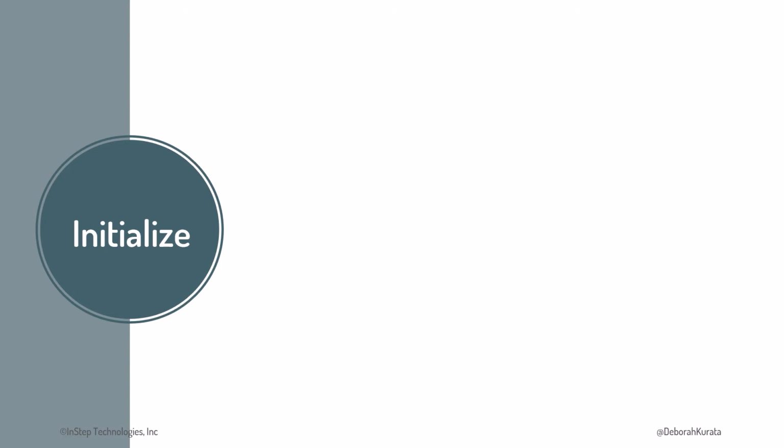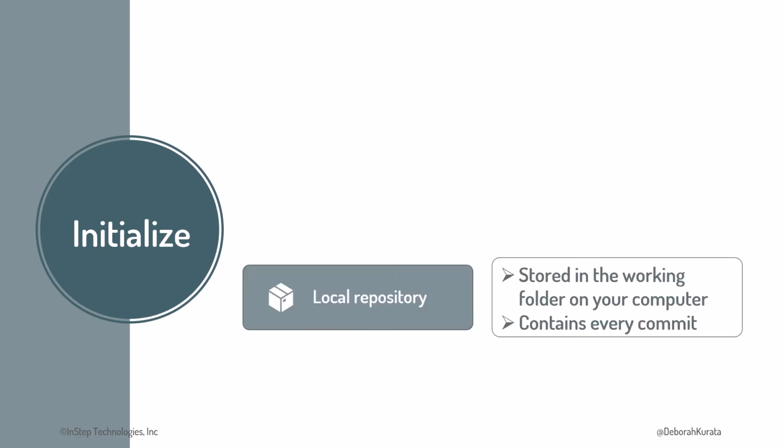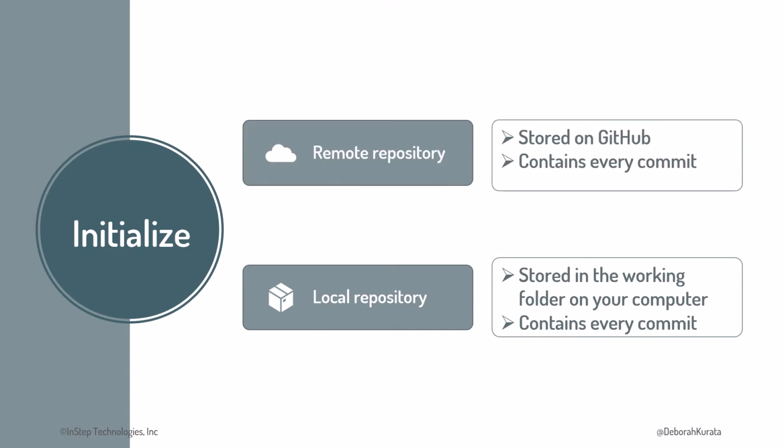We saw that for most projects, we want two repositories: a local repository in the working folder for our project, and a remote repository on GitHub. The remote repository stores the project commit history at an off-site location. We can initialize either repository first. We can create the local repository first and publish it to create the remote repository, or clone the remote repository to create the local repository.